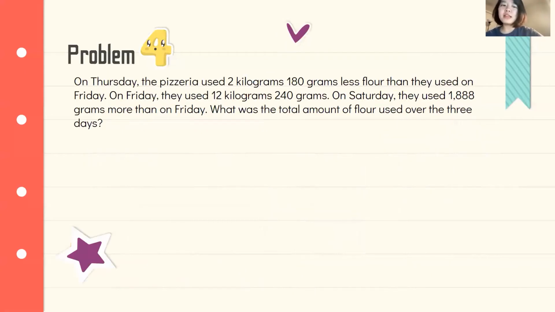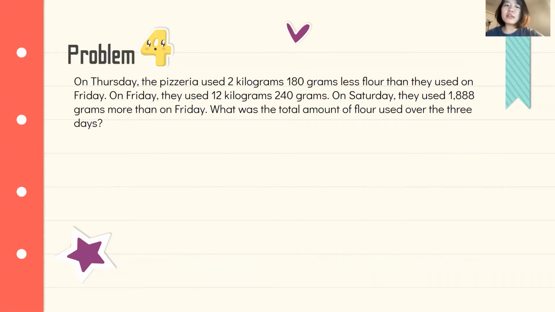Okay, and let's look at our final practice problem. On Thursday, the pizzeria used 2 kilograms, 180 grams less flour than they used on Friday. On Friday, they used 12 kilograms, 240 grams. On Saturday, they used 1,888 grams more than on Friday. What was the total amount of flour used over 3 days?